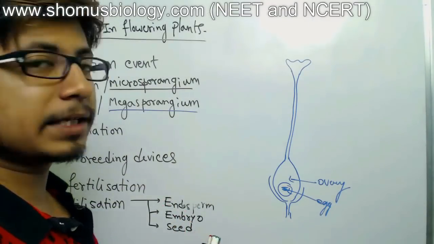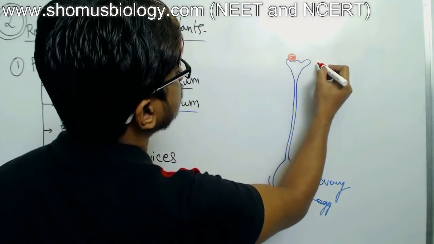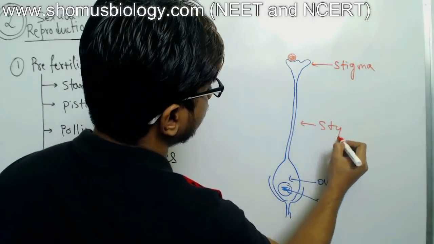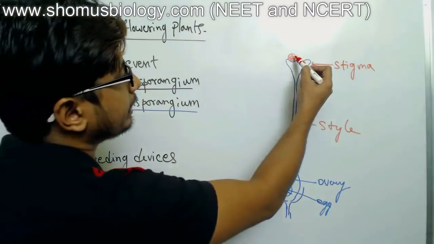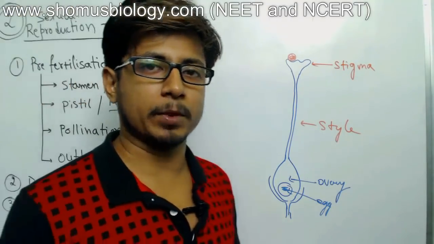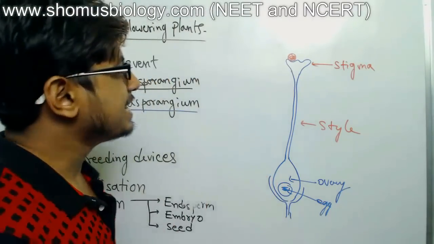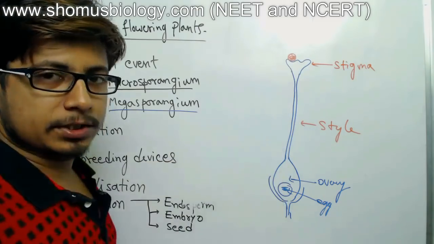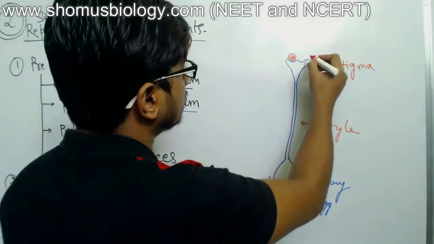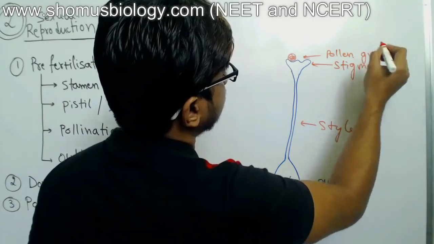So this is where the egg is, and the pollen grain needs to come in contact with the stigma, and this one is the style. So this pollen grain needs to be in contact with the stigma part of the female flower, or let's say the stigma part of any flower which carries both male and female parts. Now this process is known as pollination. The pollen grain will be in contact with the stigma.